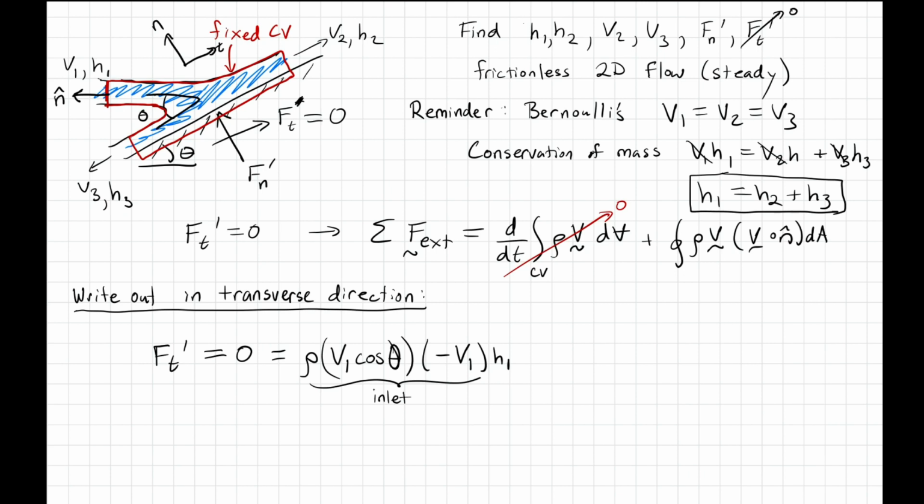And then we've got 2 outlets here and here. Those are easier to do because they're already projected onto the transverse direction, or at least they're co-aligned with the transverse direction. So for example, for outlet number 2, this would just be rho v2 times v2. The parentheses here is meant to represent that it goes along with that parentheses. So that's a plus v2 times the area at that outlet, which is just h2 times depth into page, plus the 3rd outlet, which is in this direction.